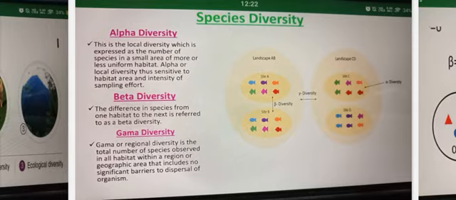Alpha diversity is the local diversity, which is expressed as the number of species in a small area of more or less uniform habitat. Alpha or local diversity is sensitive to habitat area and intensity of sampling effort.